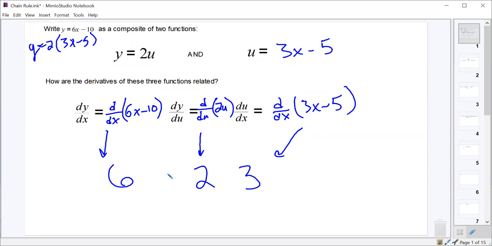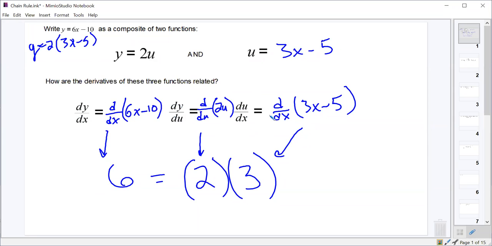Anybody see a relationship between those three numbers? 2 times 3 equals 6. Wow, amazing. Very good. So, yeah, 2 times 3 is 6, right? If we take the individual derivatives of the two pieces of our composition, so dy du and du dx, and multiply them together, we got the derivative of the original function. That idea that dy dx equals dy du times du dx is called the chain rule.